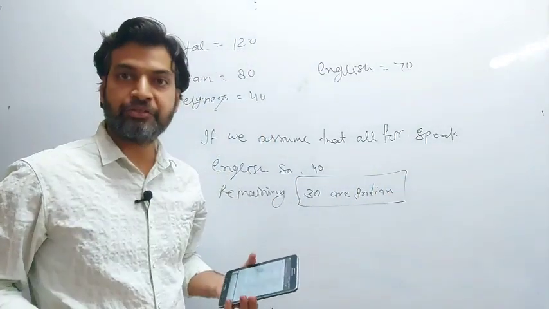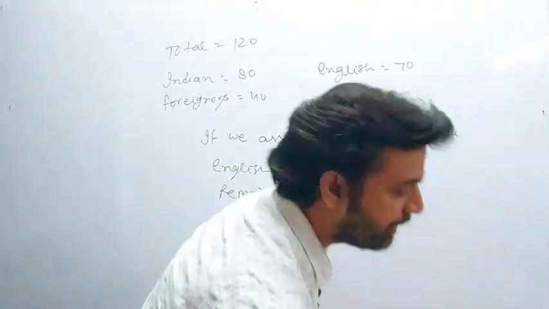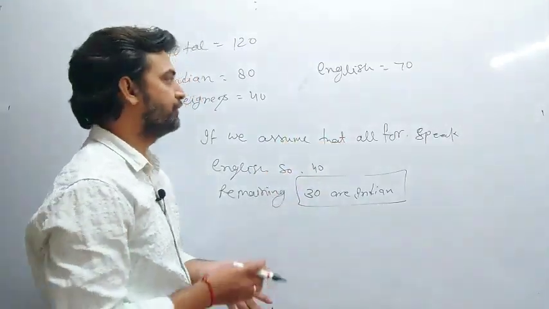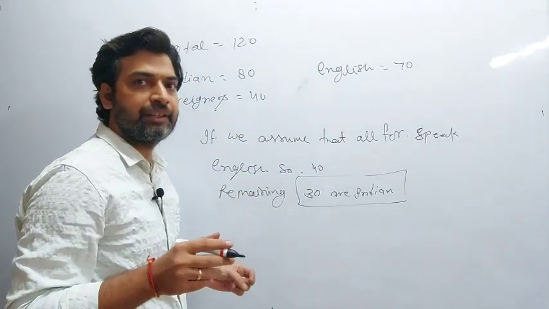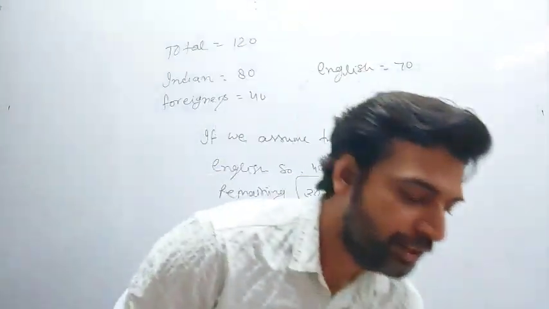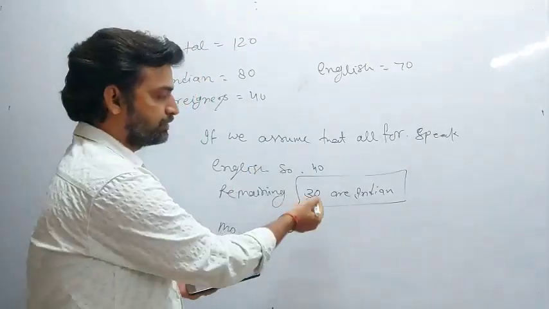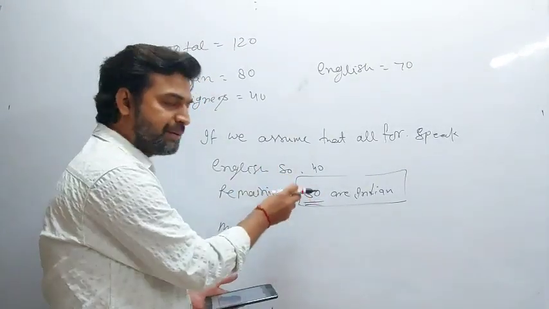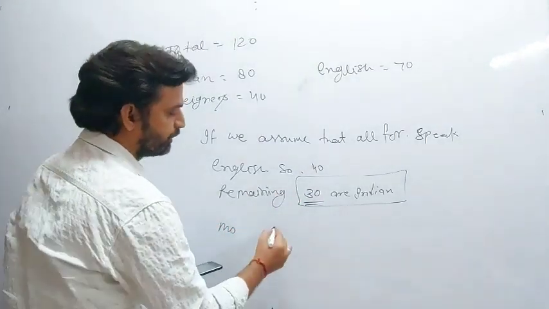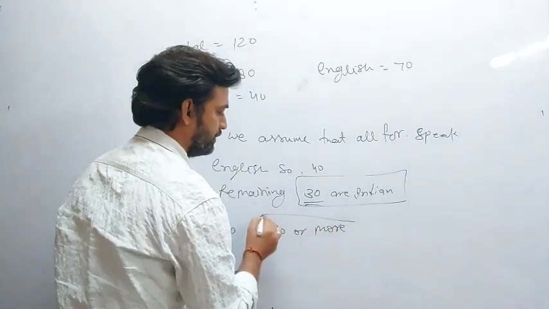But it is not necessary that all foreigners speak English. So I can say that a minimum of 30 Indians can speak English, but it could be more than 30 also, if out of 40 only 30 foreigners speak English. So the answer is more than 30, or at least 30. Now we see what is given in the options. The option "30 or less" is wrong, because at least 30 is the minimum number of Indians who can speak English. So the answer is 30 or more.